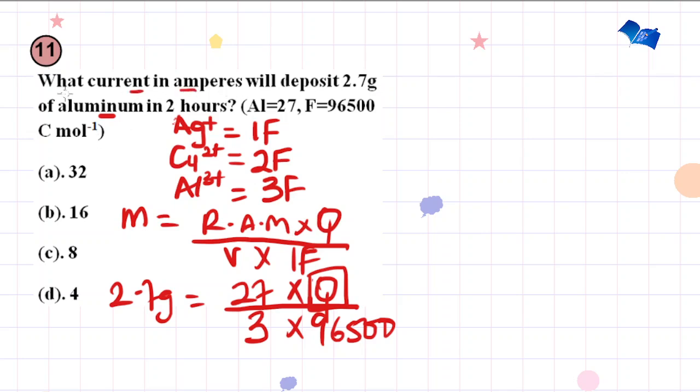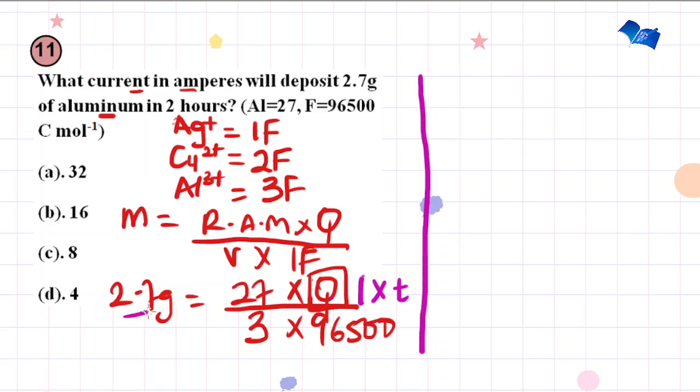Sometimes you may not be given your quantity, but you can be given your current in amperes, which is your I, and also your time. So you change your time to seconds, then multiply current by time, then you get your quantity, and then fix into the equation and solve. That is if you're not given quantity, but you're given your current and also your time. Now let's go ahead.